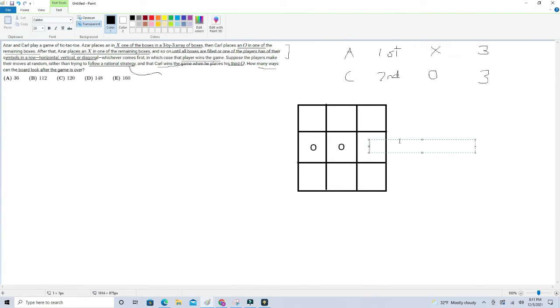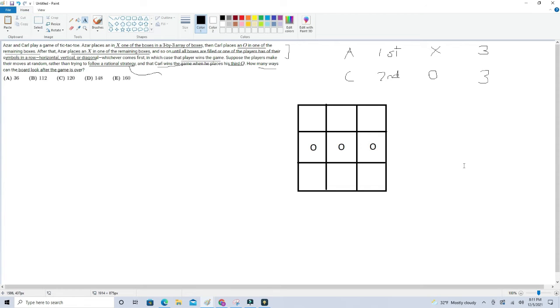And then we know that we have to put 3 X's for Azar. But here's the thing: we can't put 3 X's in a row, because that would have meant that Azar had won, and then for some reason Carl would have kept on playing. We need to place 3 X's such that it won't look like Azar had won already. This can be done by putting these 3 X's in any of the 6 cells, as long as they're not the top row or the bottom row.